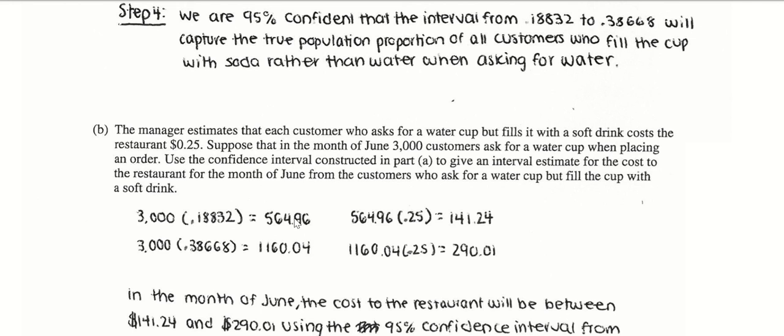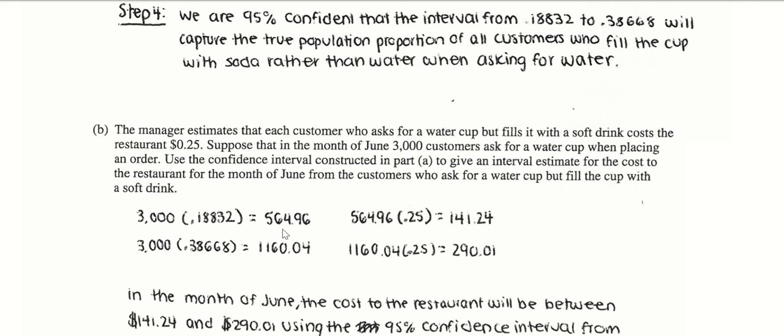3,000, and the student did just that. So they're predicting between 565 customers to 1,160 customers out of the 3,000 are going to tell a lie. That's the number of customers.